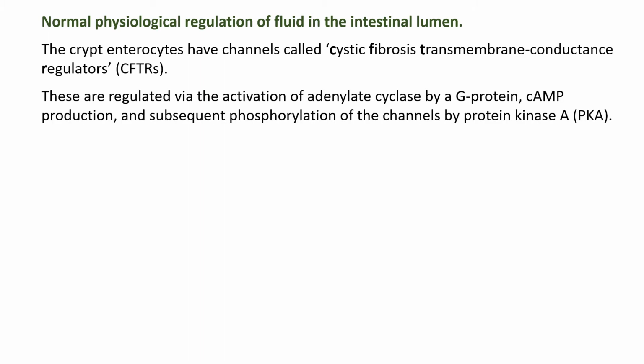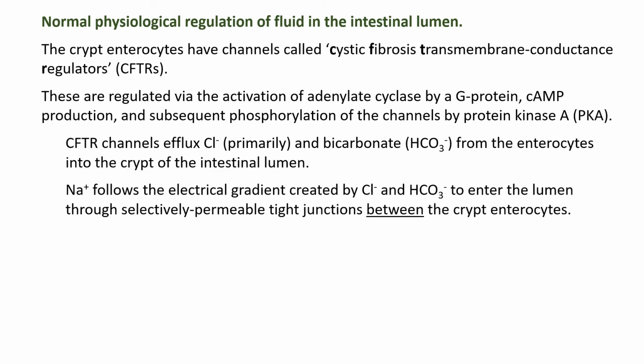These channels are regulated via the activation of adenylate cyclase by a G protein. Oh, remember all of this? So, of course, if you activate adenylate cyclase, you get cyclic AMP. And if you remember, one of the things that cyclic AMP could then go on and do is activate protein kinase A. Protein kinase A phosphorylates. In this case, it phosphorylates our CFTRs and makes them more likely to open and release their ions.